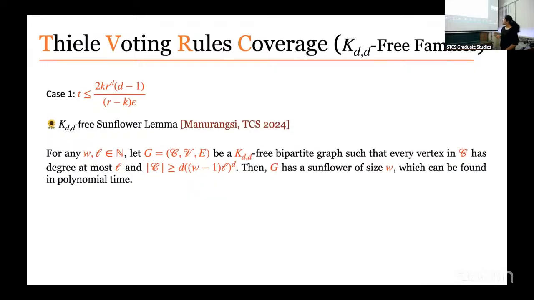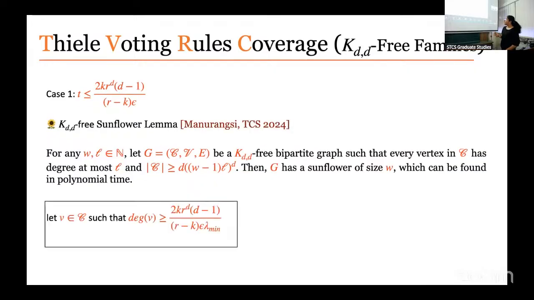So what we do is suppose that there exists a voter whose degree is large enough. Remember, this is our T. And if it is lambda min, lambda min is the minimum of lambda 1 over all the voters. Not eigenvalues. We had a vector for all the voters, so it is the first coordinate, the minimum of the first coordinate, lambda 1 values, over all the voters.